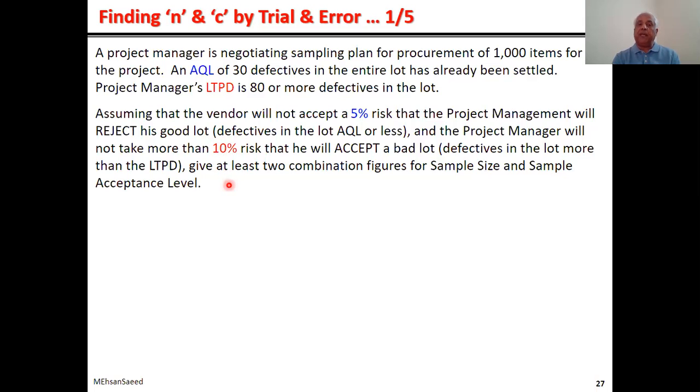We have been asked to find out at least 2 combination figures for sample size and sample acceptance level. Please remember, every contract is a win-win situation. You cannot have a one-sided contract. You cannot push the other party against the wall. If this is the declared OPA of the seller and this is the declared OPA of the buyer, these have to be respected. The acceptance plan should yield an alpha risk of no more than 5% and a beta risk of no more than 10%.